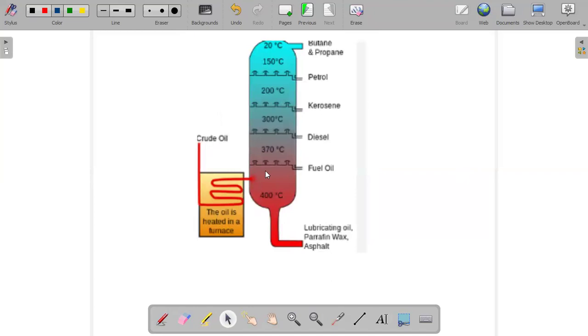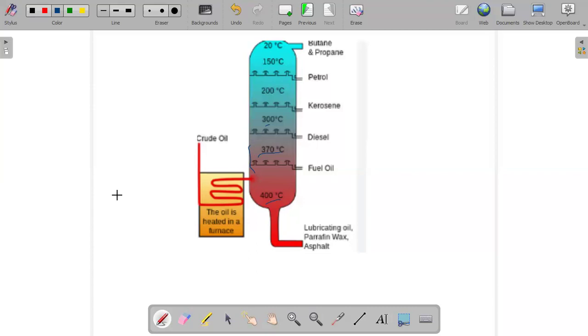When oil enters this fractionating column, you have all the oil in the vapor state. Now see how the temperatures are maintained. At the bottom, the temperature is maintained at 400 degrees Celsius. Here it is 300 degrees centigrade, then 300, 200, 150, 20. So you have this temperature grading of the fractionating column. At every point, you maintain a different temperature. The vapors which are hot enough travel upward. When they reach the region of 370 degrees centigrade, the fuel oil is separated out. It condenses into the liquid state and can be separated out.